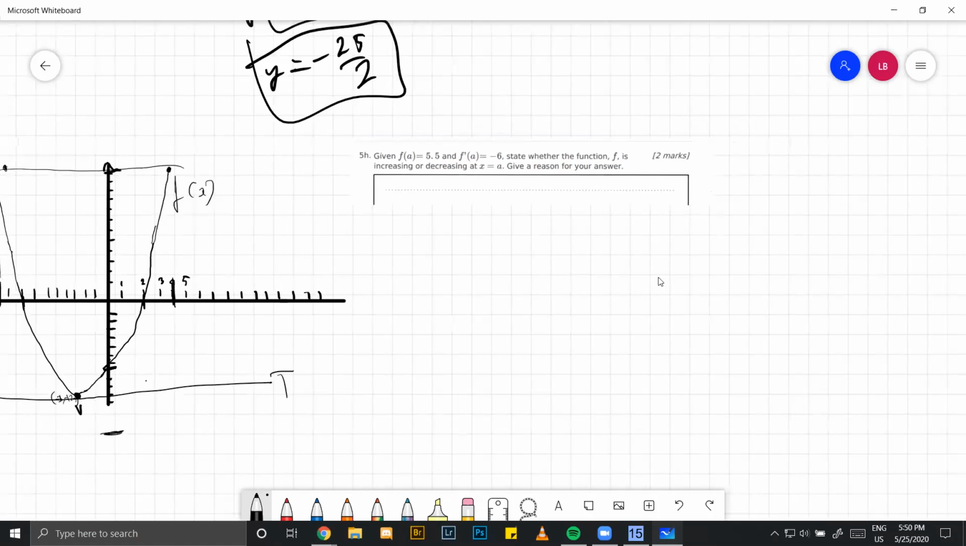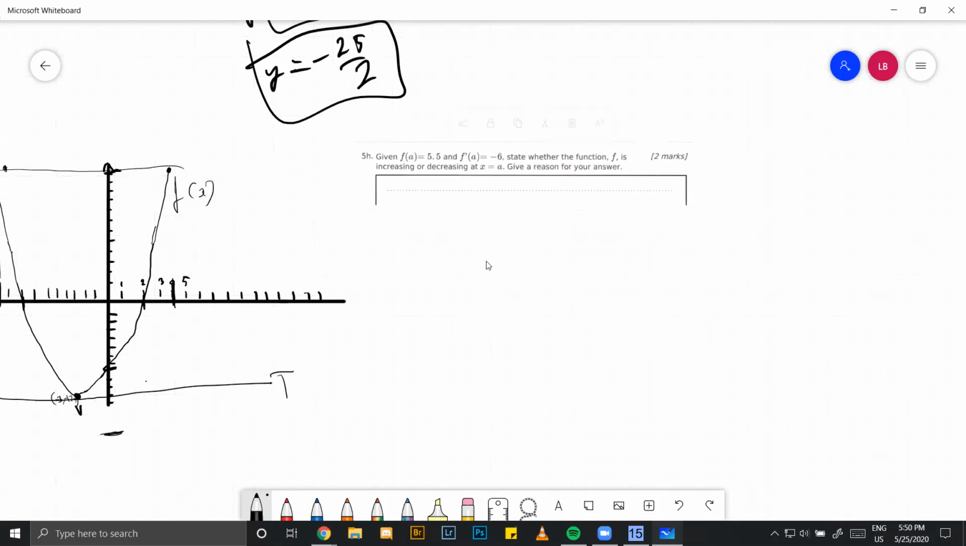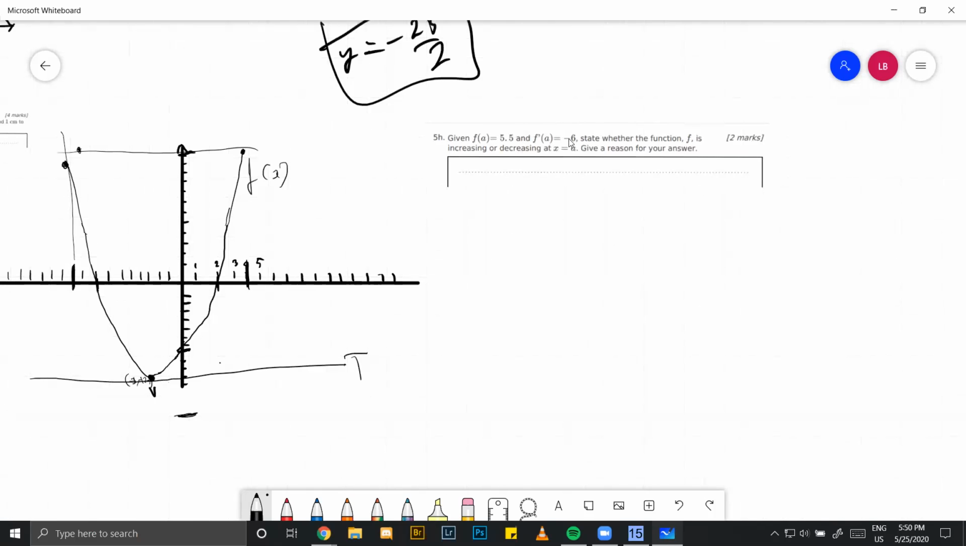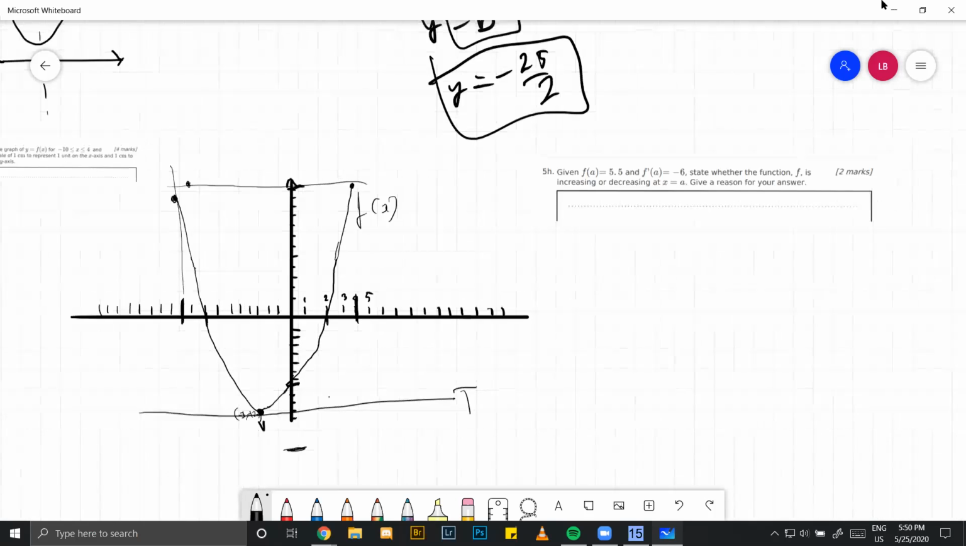Okay, so you don't actually have to do any math for this question. Because f of a is equal to 5.5, and f prime of a is equal to -6, the derivative is -6, which means the slope at that point is -6, which means it's going downwards, which means that f is decreasing. The reason for your answer is that the derivative is equal to -6, hence the slope is -6. And that's your 2 marks. That's an odd question. I think the f of a equal to 5.5 is going to throw you off. But at x equals a, it's decreasing, because the derivative at that point is -6.